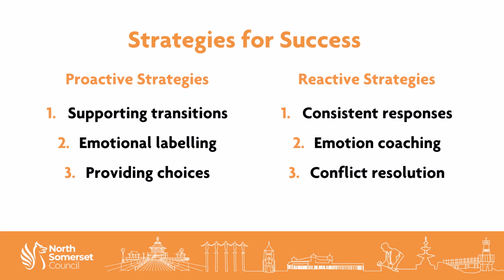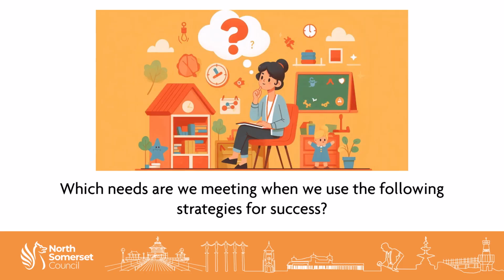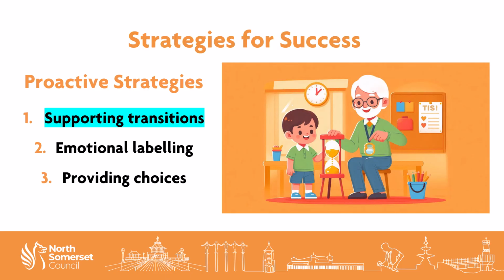For this theme, we are going to do the opposite of what we did with the environments theme. We're going to look at a list of behaviour support strategies and think about the underlying needs that they meet in children. So we'll start with some proactive or preventative strategies. Let's take number 1, transitions. And this is all about helping children switch between activities and routines.